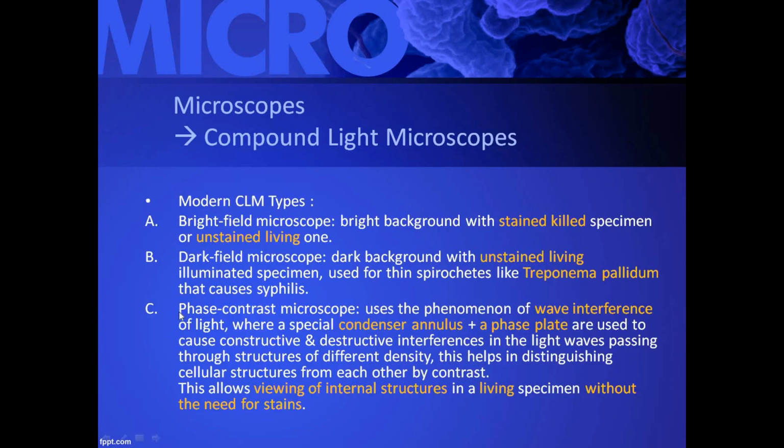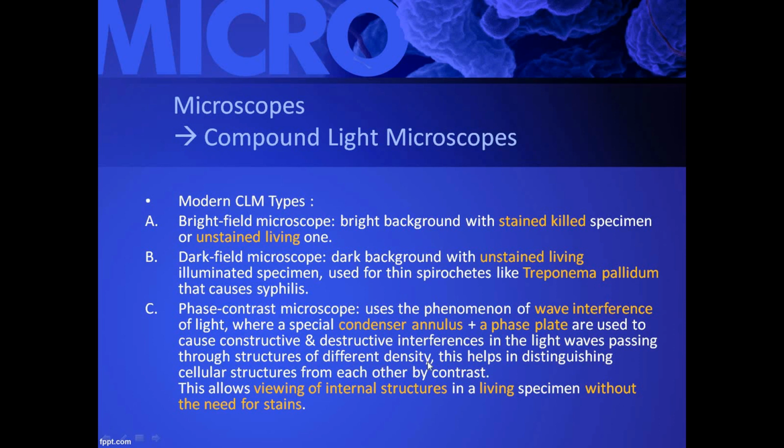Okay, the third type is phase contrast microscopy. This one is tricky and has a complex mechanism, but you are not required to exactly understand how it acts. But in general, it uses the phenomenon of wave interference of light, where a special condenser annulus and a phase plate are used to cause constructive and destructive interferences of light waves passing through structures of different density.